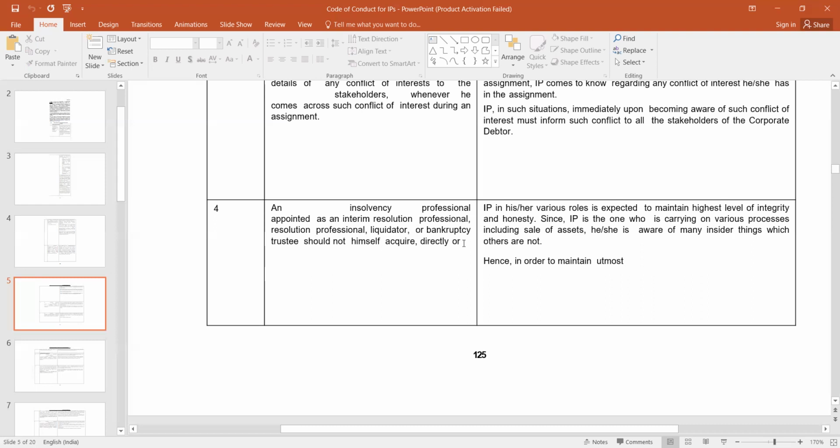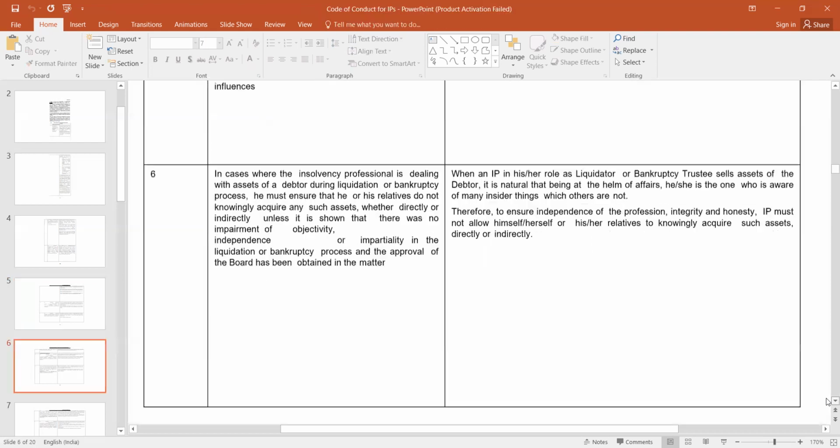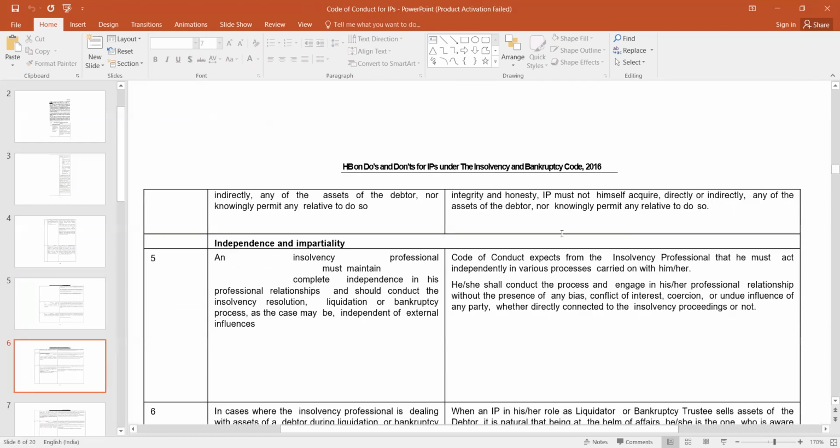Since the IP is the one who is carrying on various processes, including sale of assets, he is aware of many insider things which others are not. Because you might be aware that this asset is less used, or that its fair value or liquidation value is less than the value that could be fetched in the market. So in order to maintain utmost integrity and honesty, the IP must not himself directly or indirectly acquire. So these are the situations of integrity and objectivity.